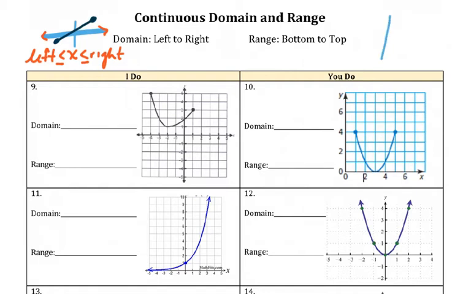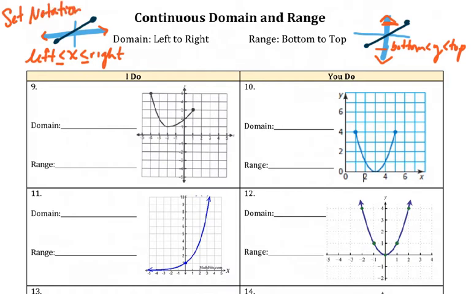Range, we take a graph, but range is y. So for the range, we're going to look at our y values. Our y values go from the bottom to the top. So if I had a graph and I was writing my range, I would start at the bottom and figure out what the lowest number of this graph was. Then I'd write y, because range is y, and then I'd find the top, bottom to top. Okay? So domain is left to right, range is bottom to top. So that is called set notation.